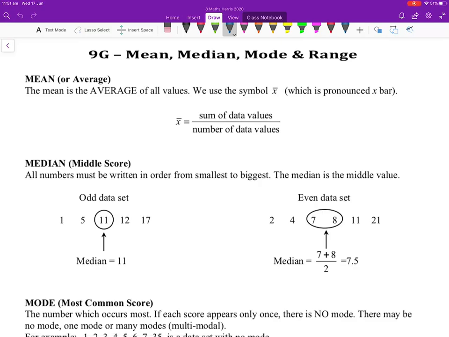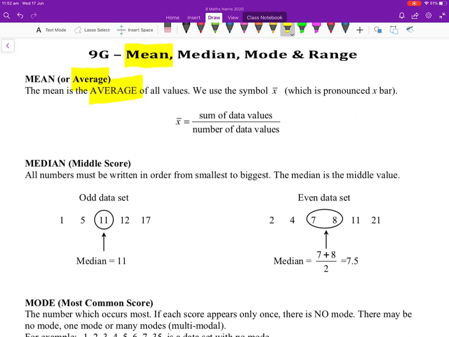Welcome to exercise 9G. Today we've got 4 different things that we need to make sure we understand. The first one is the mean. Now another word for mean in maths is the average. So the mean is averaging everything.